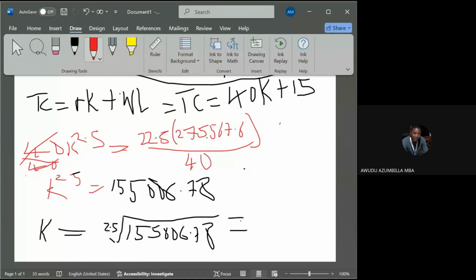So I get 119.168. Yes, 168. You can leave it this way.